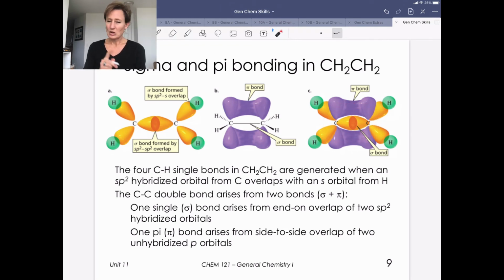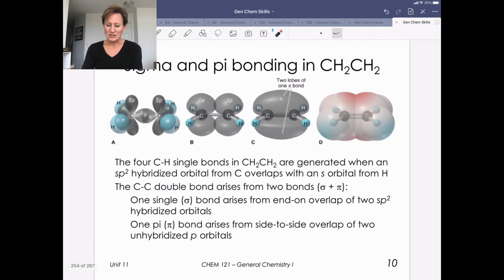All right. One more example here to kind of expand on that. So again, let's just look at this picture here, thinking about this CH2CH2, again, this ethene. Here we can see the sigma bond, which is the sp2 hybridized orbital overlap. We're going to have that end-on overlap. So again, these 4 carbon-hydrogen single bonds, we're going to have that sp2 hybridized orbital in carbon overlapping with the s orbital in hydrogen.